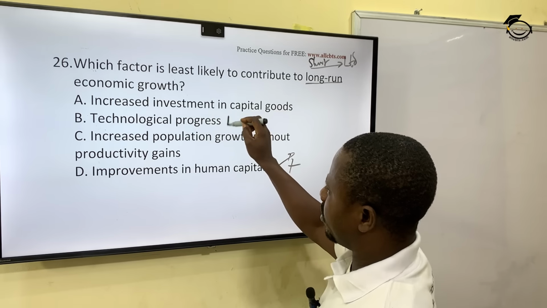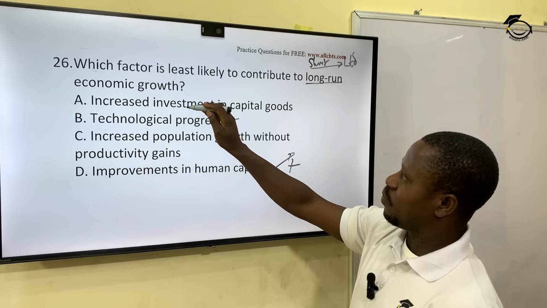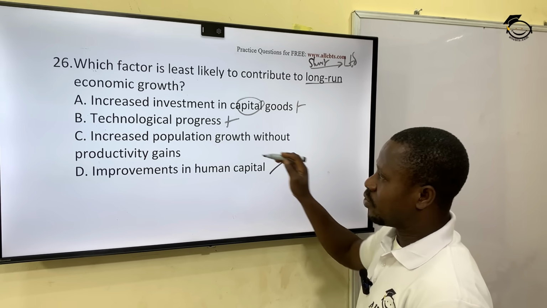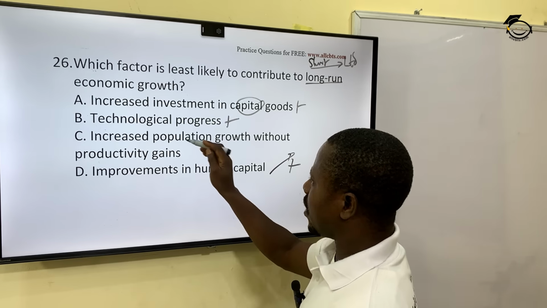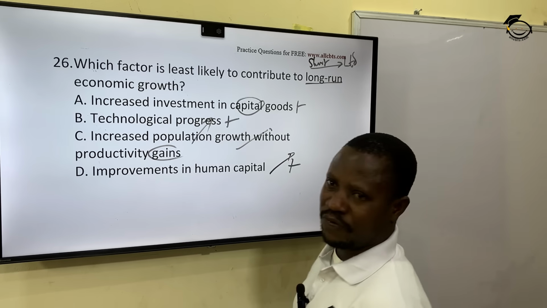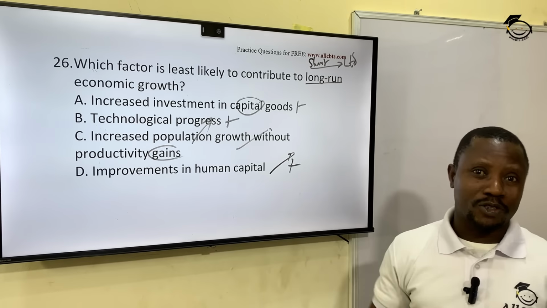When there's technological progress, that's positive. When investment increases on capital, what are capital goods? Machineries, that's positive. This is the only negative part. It says increase in population without productive gain. Population is increasing, but they're not producing enough. What is the essence of increasing population without production?